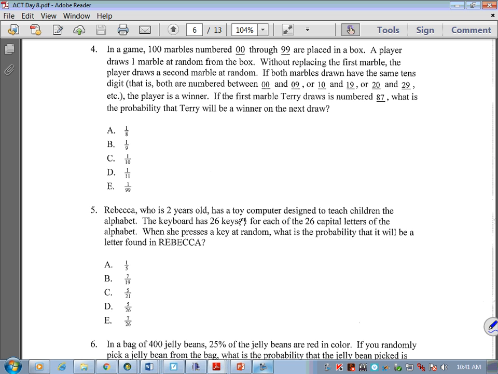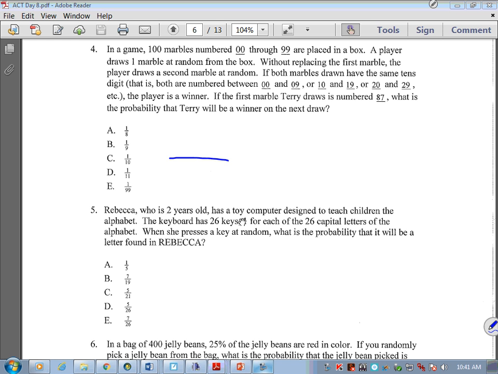Let's see how Dom did. Dom, number 4, how'd you do? What'd you say? You got E? 1 over 99. Okay, remember, probability is number desired over number total. So we've got 100 marbles. And we win if my marble starts with the same tens digit, right? Okay, so we draw an 87.